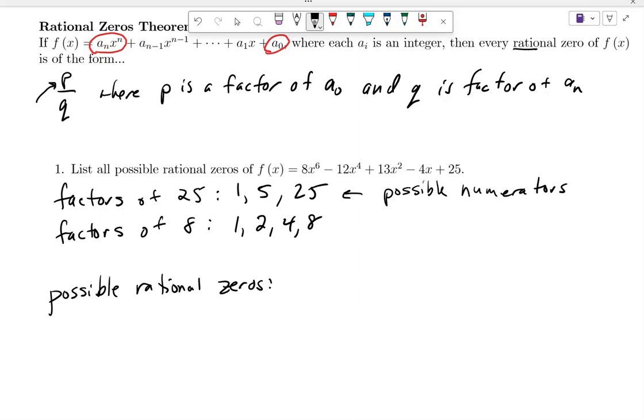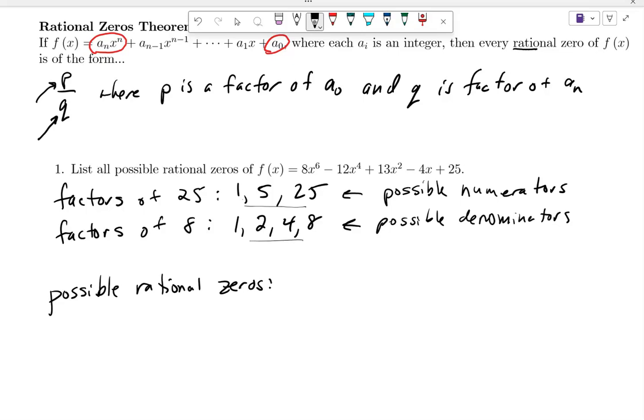All right. Possible numerators. Those are your possible tops, okay? Rational zeros theorem says that one has to be a factor of your leading coefficient, right? So these are your possible denominators. Okay. All right, so when you do your possible rational zeros then, I want to do all possible combinations of one of these over one of these.